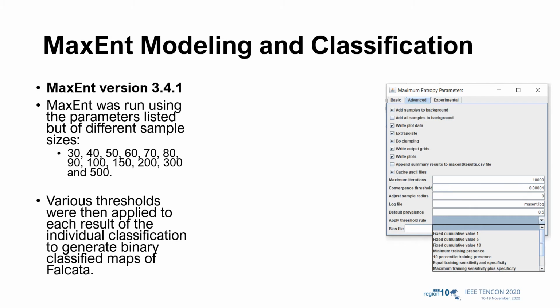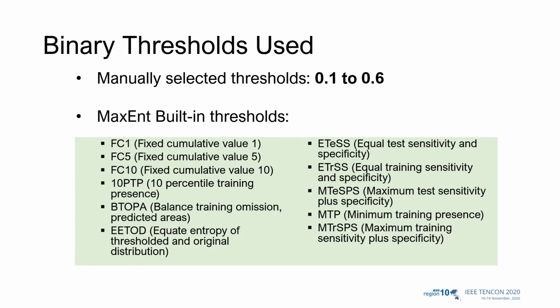MaxEnt outputs were generated using various sample sizes. Then, various thresholds were applied to each of the outputs to generate the binary classified maps of Falcata. The binary thresholds used include manually selected thresholds from 0.1 to 0.6, as well as various MaxEnt built-in thresholds.